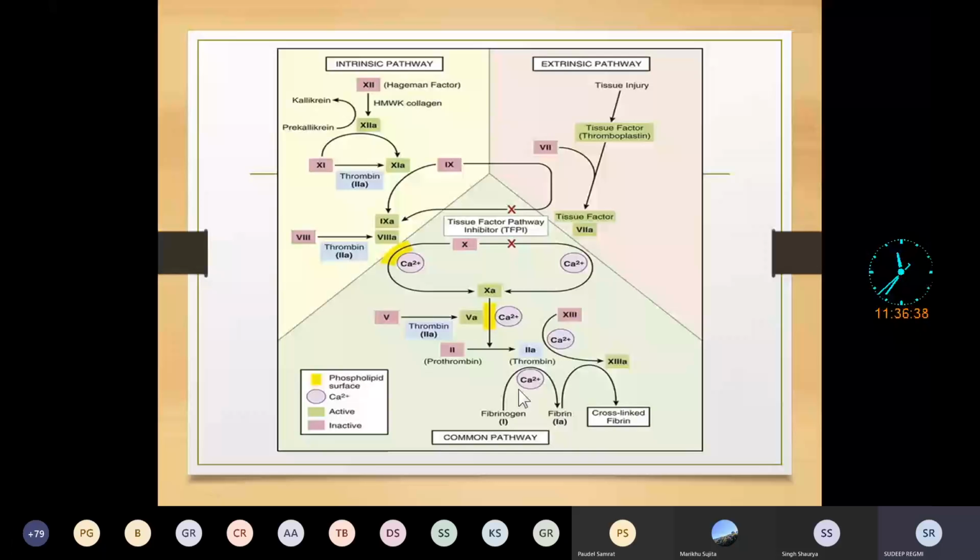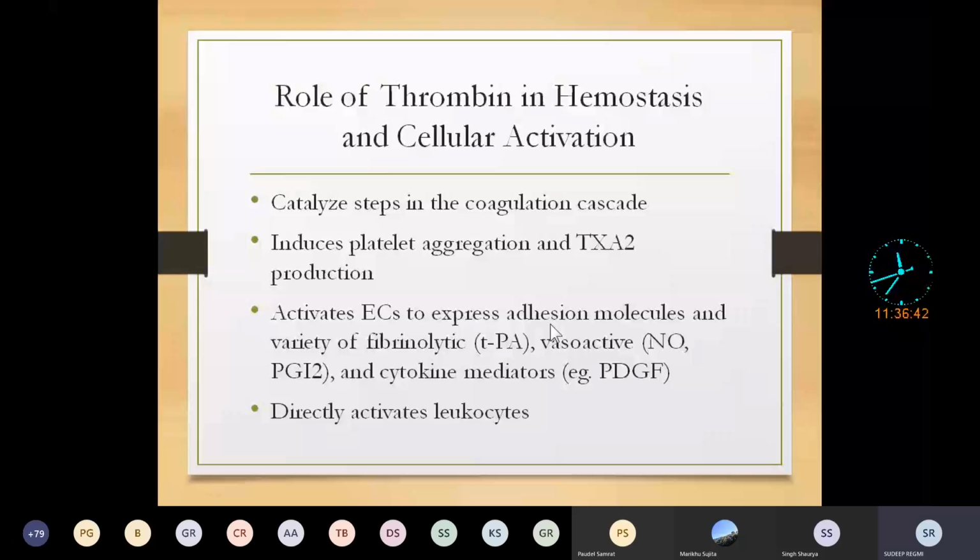So we also have to know the role of thrombin in hemostasis and cellular activation. This thrombin, I have already shown you, catalyzes the steps in the coagulation cascade, okay, and it induces platelet aggregation and thromboxane A2 production. This thromboxane A2 also indirectly helps in platelet aggregation. It activates the endothelial cells to express the adhesion molecules and a variety of fibrinolytic, vasoactive, and cytokine mediators.